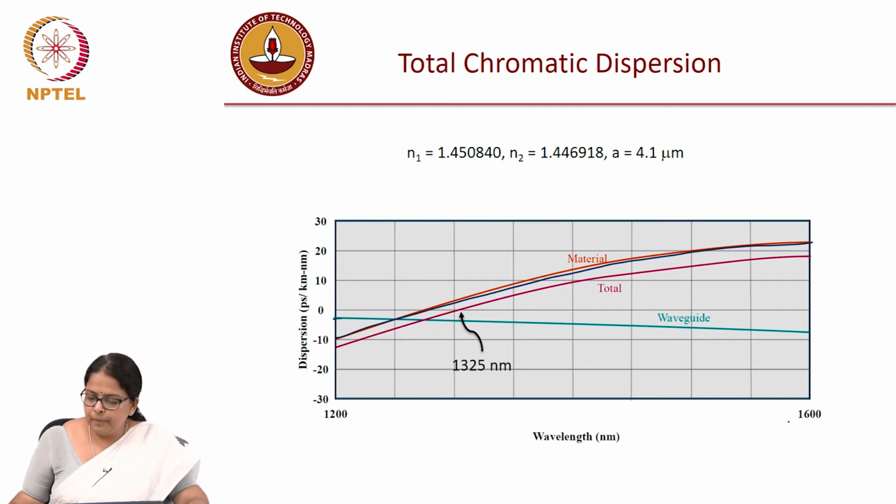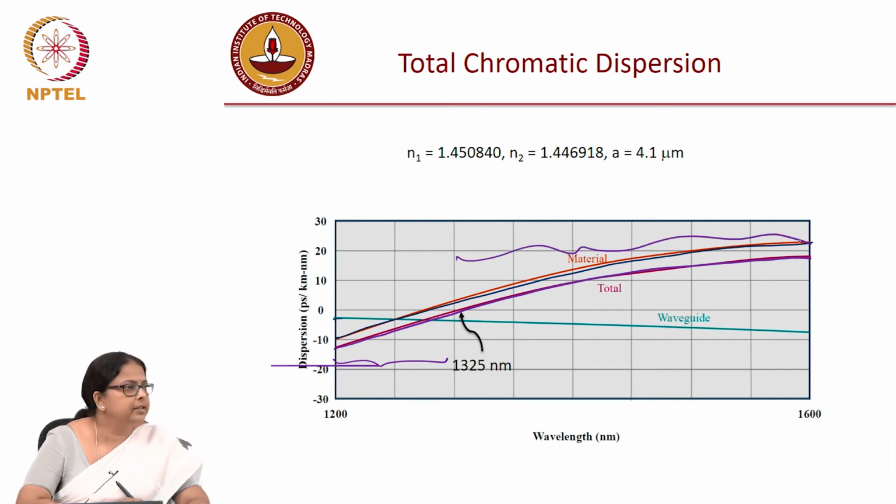Okay. So, now the total dispersion is this if I were to now put a purple line, the total dispersion is here, and the total dispersion is negative in this region, total dispersion is positive in this region. Okay. And why did that happen? That is because material dispersion crossed signs here.